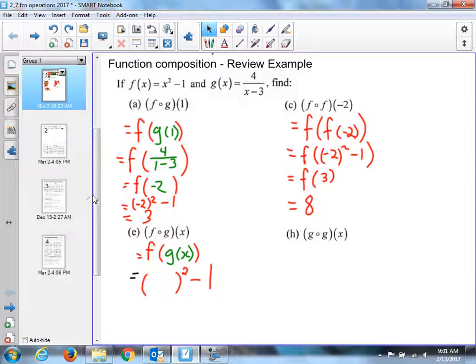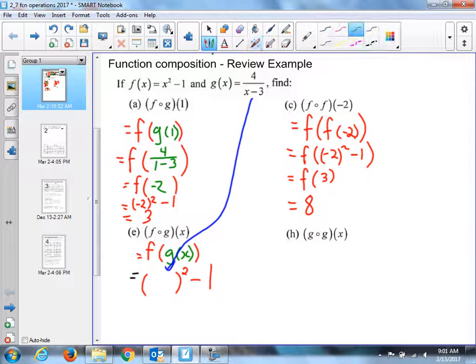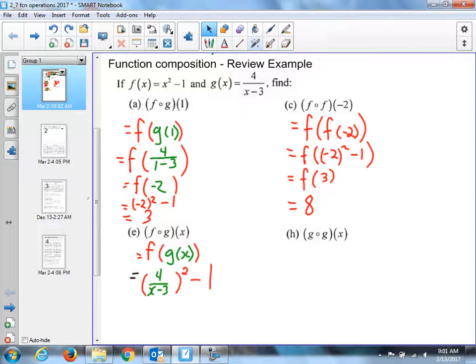Now what I just wrote down is, would you guys agree, the f expression with something left to replace it with, right? This x is really just a blank, right? Something squared minus 1. And in this case, my g is what I'm going to put in there, right? So I can put my something squared, 4 over x minus 3.